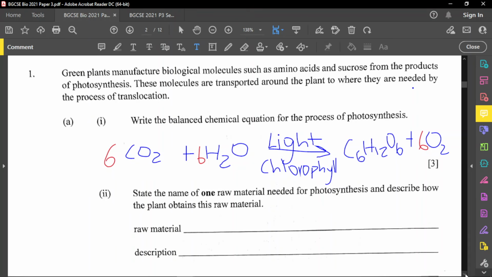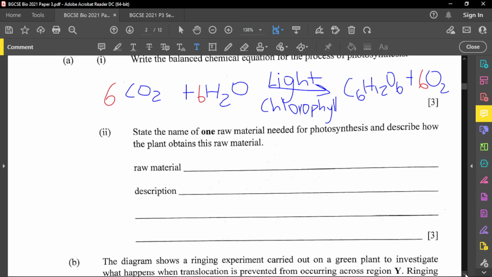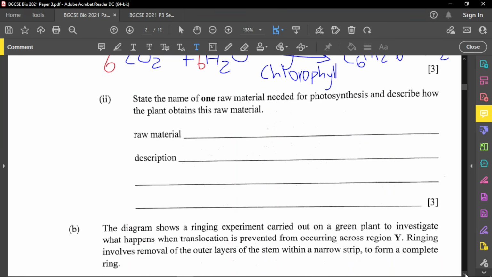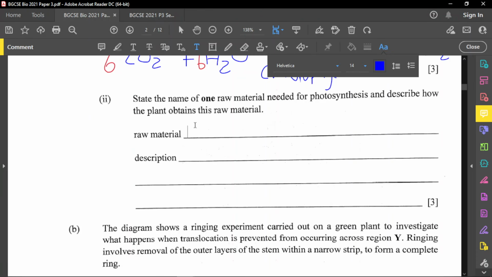All right, so let's now go into part 2 of this question. It says, state the name of one raw material needed for photosynthesis and describe how the plant obtains this raw material. So you can write one of two things, all right? You can write one of two things, and here we're talking about carbon dioxide and water. So the plant will require carbon dioxide and water.